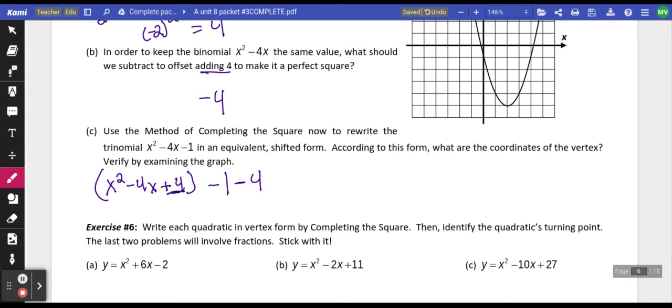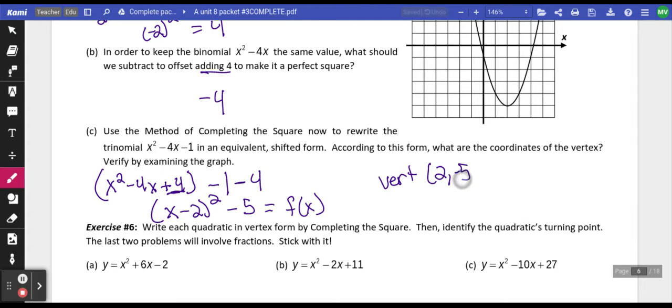X squared minus 4x plus 4 factored is x minus 2 squared. Negative 1 minus 4 is minus 5. So in vertex form or shifted form, I get this function, which means my vertex is (2, negative 5), which is the vertex of this parabola.